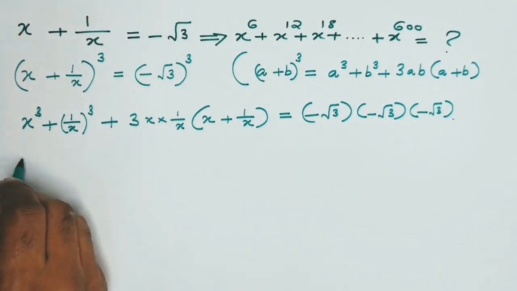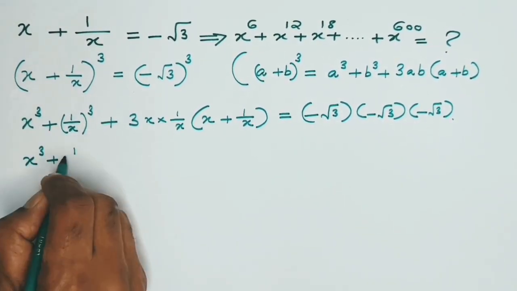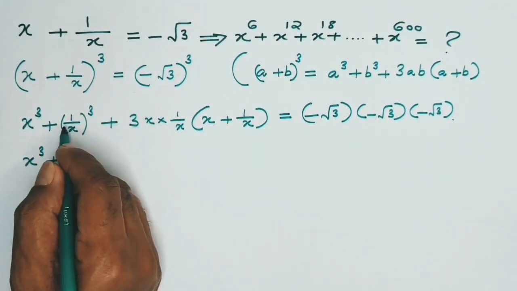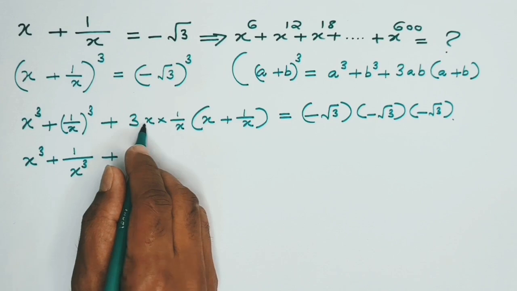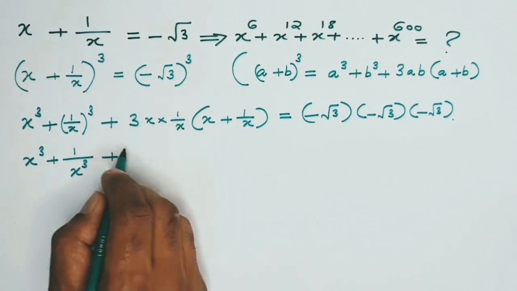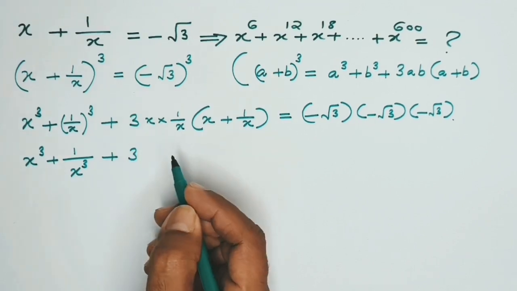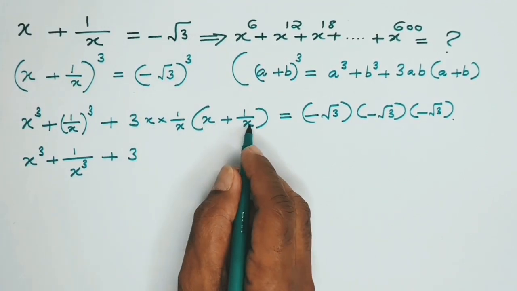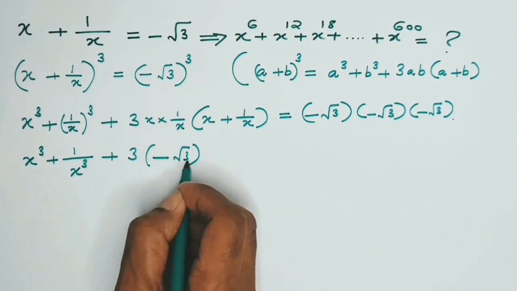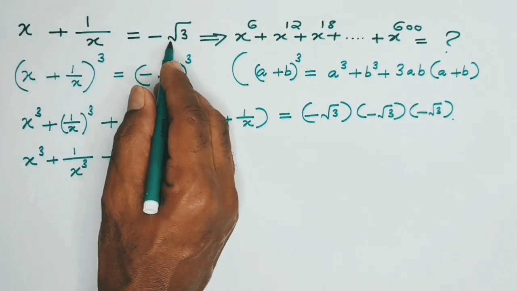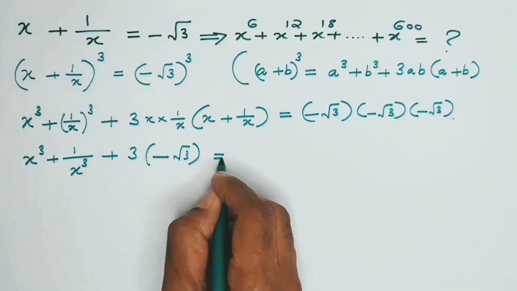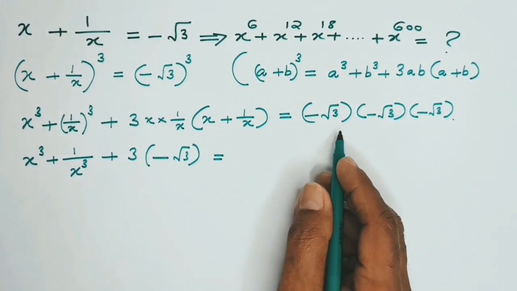Now this one is x cubed. This is actually 1 divided by x cubed. We are distributing the power 3 to the numerator and denominator. As you can see, x multiplied by 1 by x, these two will cancel out and you get 1. So that is just 3. Then instead of x plus 1 over x, let me write minus square root of 3. I'm replacing this by its value, which is given to be minus root 3 in the given equation, nothing else, equals, then you're multiplying minus root 3.